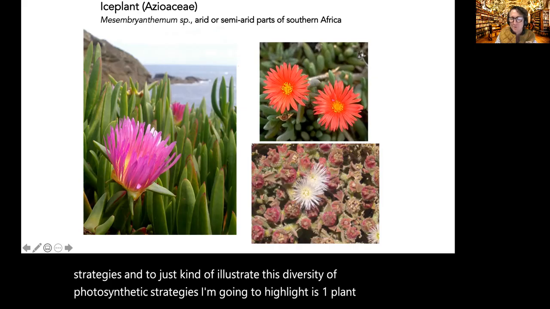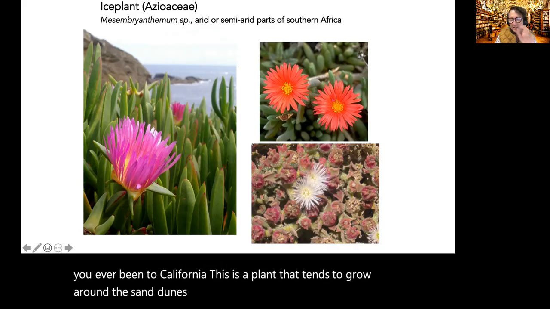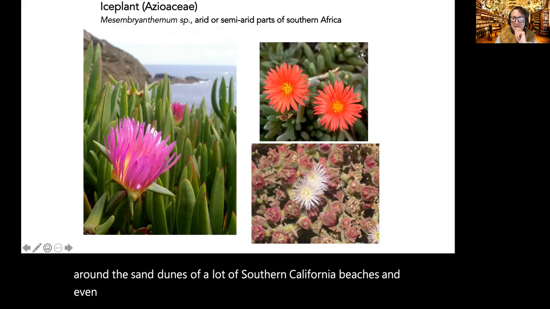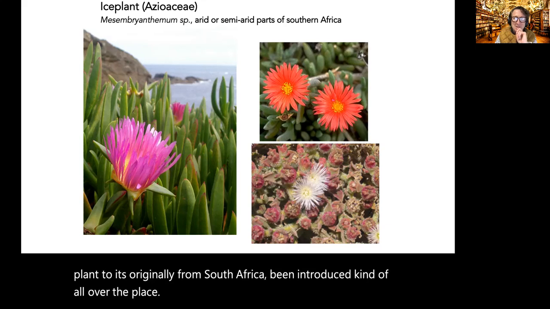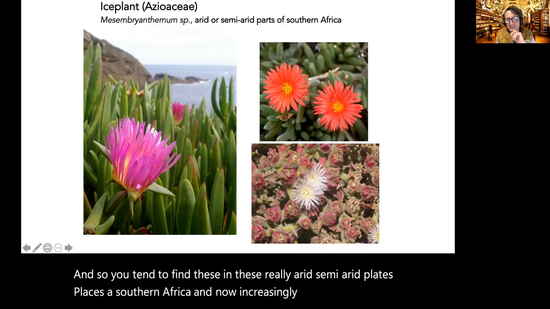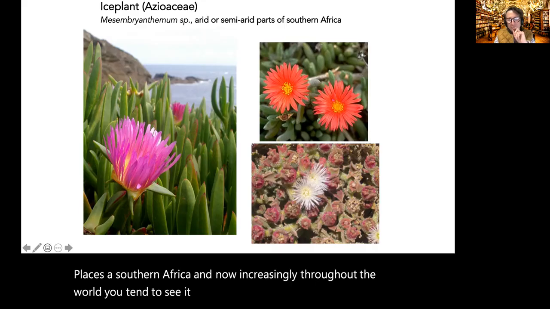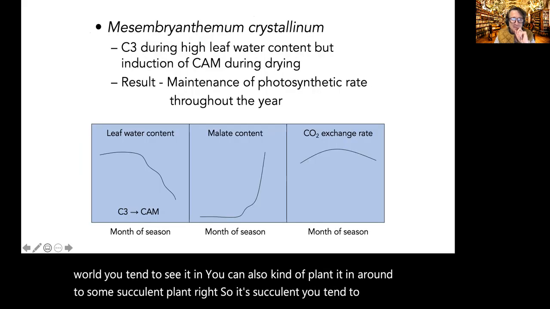If you've ever been to California, this is a plant that tends to grow around the sand dunes of a lot of Southern California beaches and even beaches further north. This is a nice houseplant too, originally from South Africa, but it has been introduced all over the place. You tend to find these in really arid, semi-arid places of Southern Africa, and now increasingly throughout the world. You can also plant it around Tucson. Succulent plant, right? So if it's succulent, you tend to think, all right, this is CAM photosynthesis.